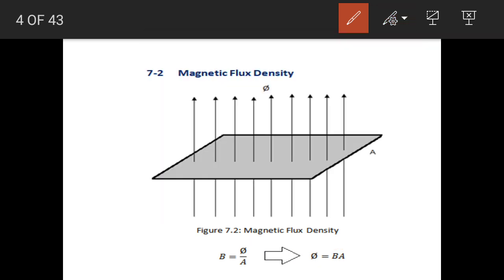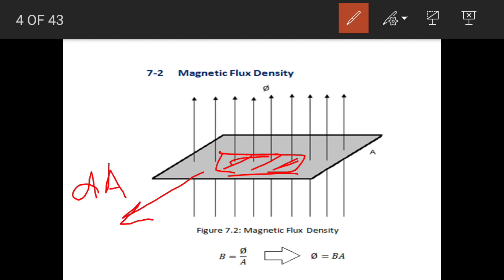We consider a very small portion of this area, which is represented by dA. The area of this small portion is represented by dA, and the magnetic flux which passes through this small portion is represented by d phi.